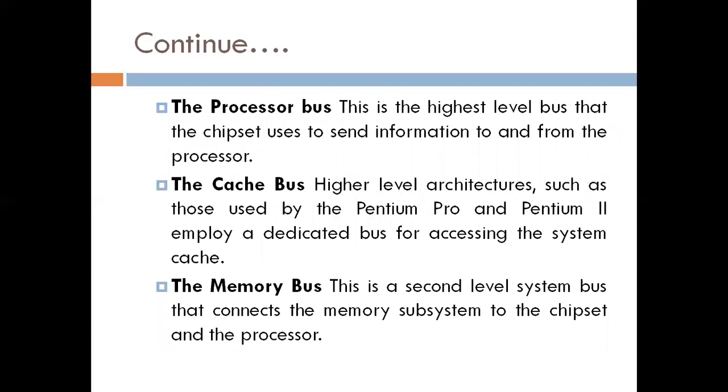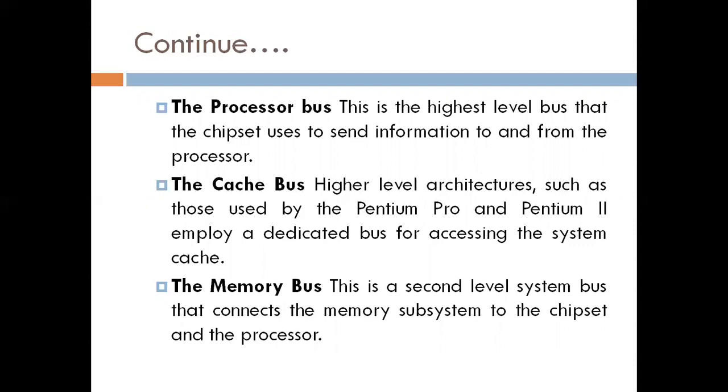The processor bus. It is the highest level bus that the chipset uses to send information to and from the processor. It is the first bus. Second one is the cache bus. It is a higher level architecture such as that used by Pentium Pro and Pentium 2 processors for accessing the system cache.